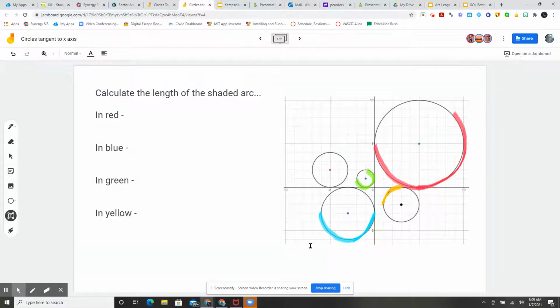Yeah. So for this blue one, you want to find the circumference. Circumference equals 2 times pi times r, but then divide by 2 because you're only looking for the arc that goes halfway around. So you would do 2 times 3.14 times 3 and then divide that by 2 because you only want half of that circumference. Okay. Yep.